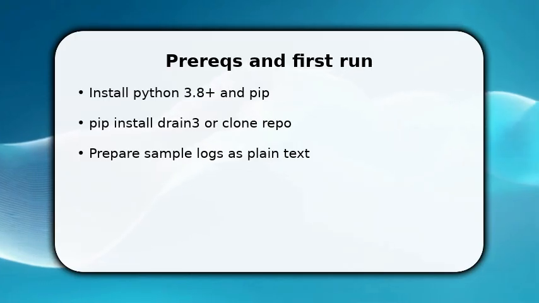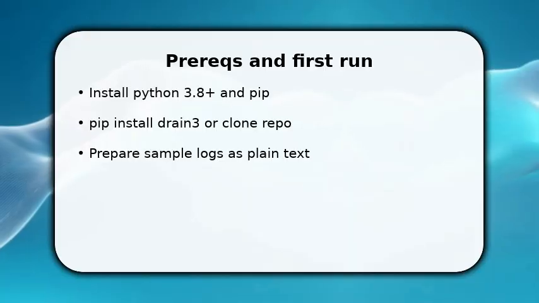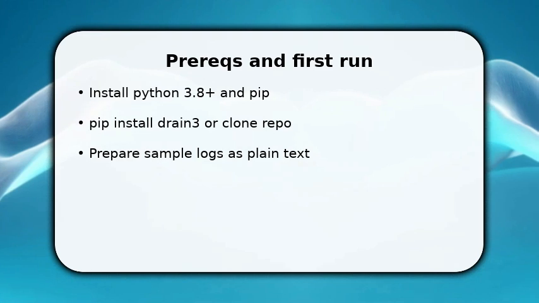You then run the provided example script or invoke the Drain library in a short Python file to parse a small log sample. This first run builds the initial parse tree. Make sure to use representative logs so patterns emerge and you avoid a skewed model.